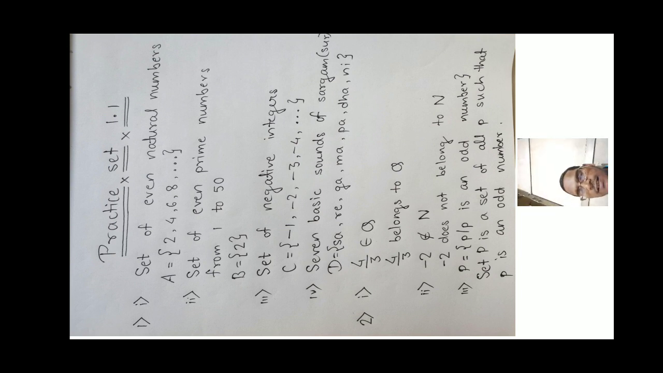Now the fourth example, 7 basic sounds, and you all know the basic sounds of sargam. Sa re ga ma pa dha ni sa. Sa is repeating, so we will write sa a single time. So how many are there? Sa re ga ma pa dha ni. Total 7. So these 7 are the basic sounds of sargam, or you can say sur. Okay, so this is your question number 1. I have solved these 4 examples, and I hope you all have understood this.